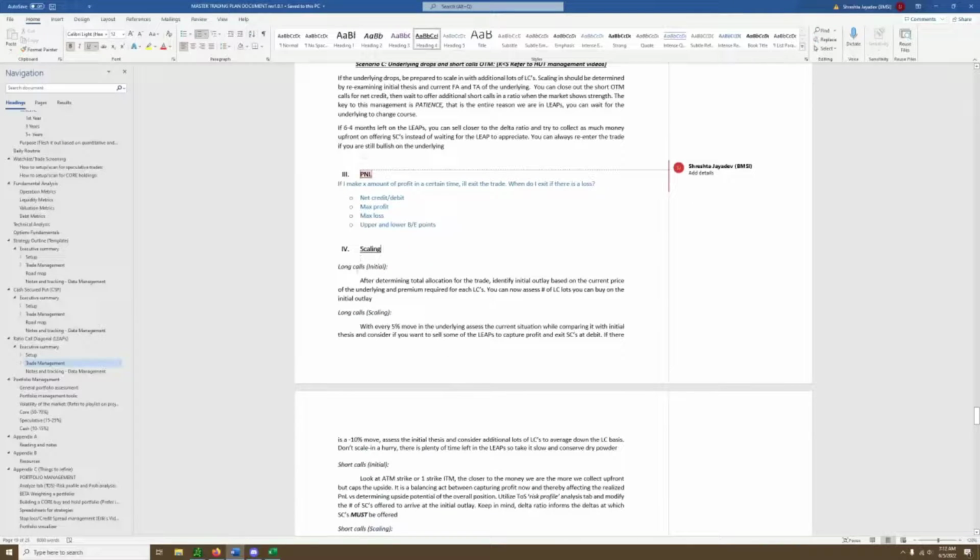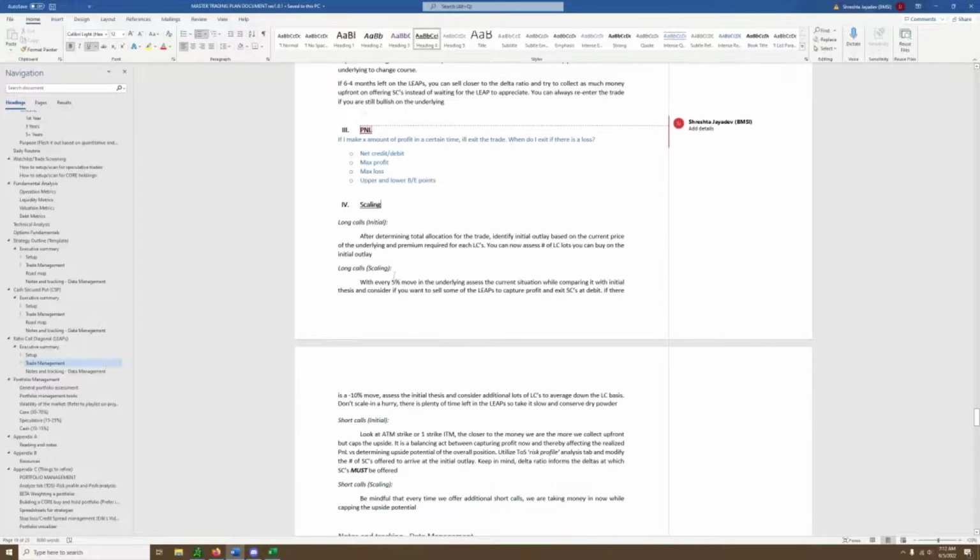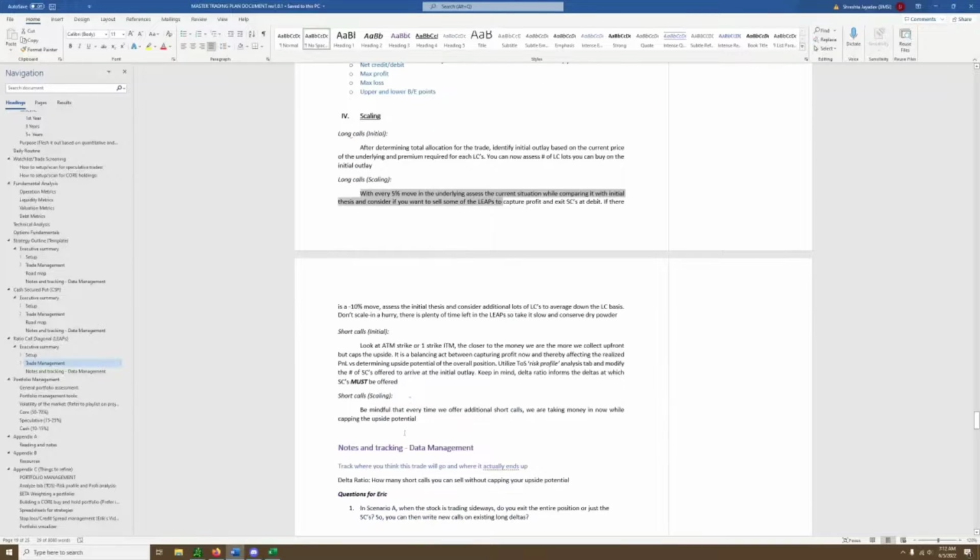I made a separate section for scaling for long calls: initial long call scaling, and then every 5% move, take a look at the stock and see if I want to scale in with the long call. And for short calls, you collect more premium upfront, but cap the upside. It's a balancing act. So obviously you need to figure out where to sell your short call. So again, going back to the risk profile.